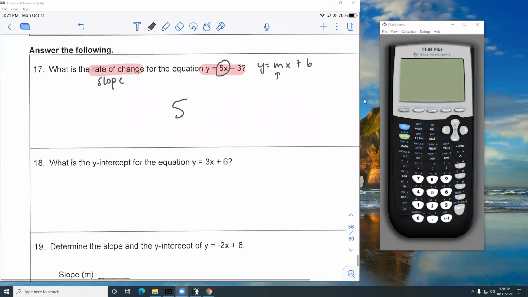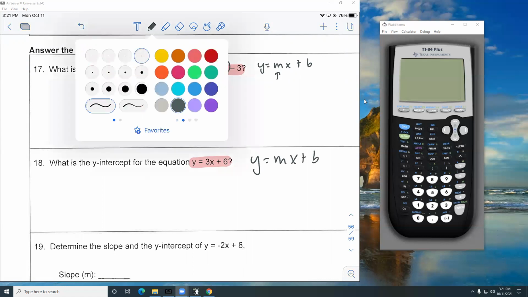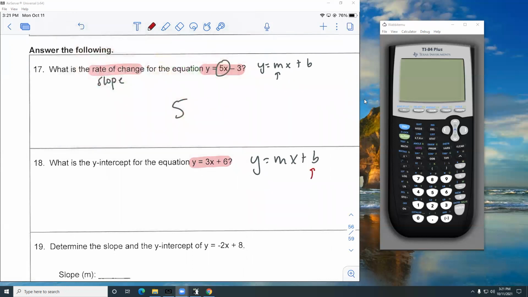What is the y-intercept for the equation y equals 3x plus 6? Again, this is in y equals mx plus b form. The b, the number added or subtracted from the end, that's your y-intercept. So in this case, my y-intercept is at the point 0, 6, since that number being added on at the end is 6.